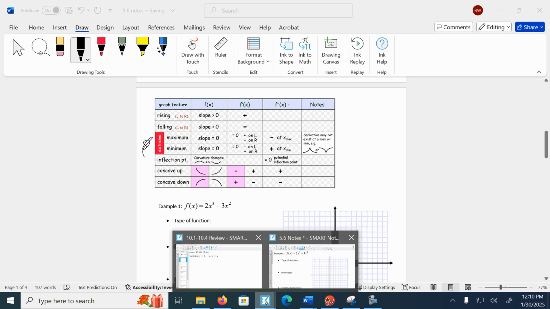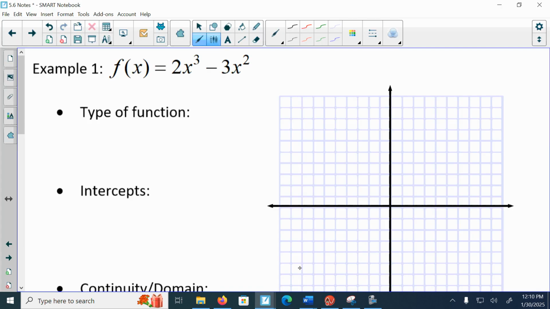All right, so here we go. I'm going to do this guy. It's asking me for the type of function. Well, it's something raised to the third power, so I'm going to call it a cubic function. Not really important that you know the name, but it does tell me some things. The degree of this is 3, which is odd, which means I'm going to have different end behaviors as I look from left to right. Since my lead coefficient is positive 2, I'm going to start low and end up. So that will look something like that.